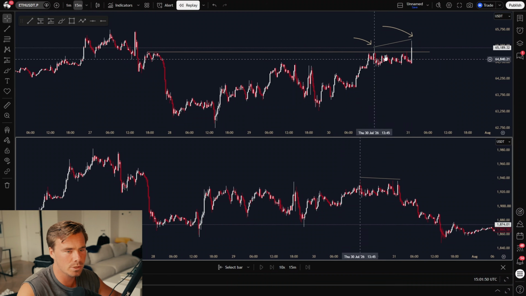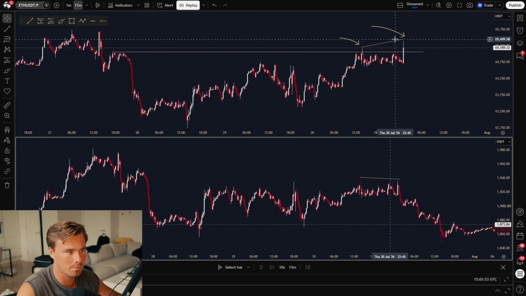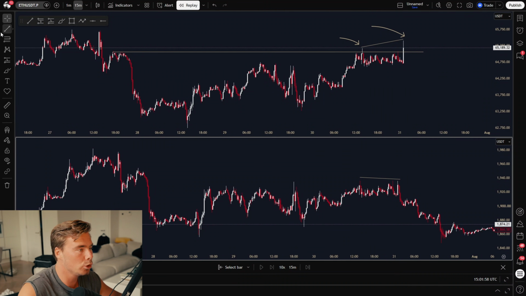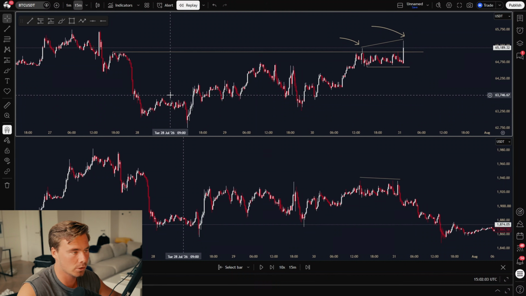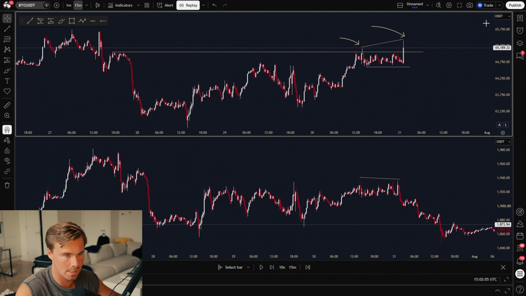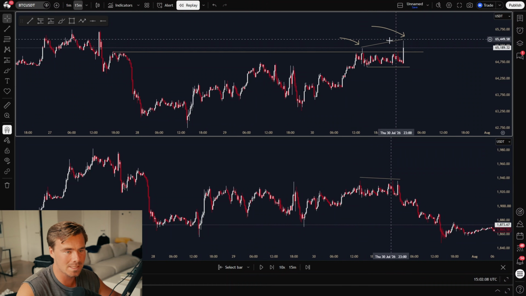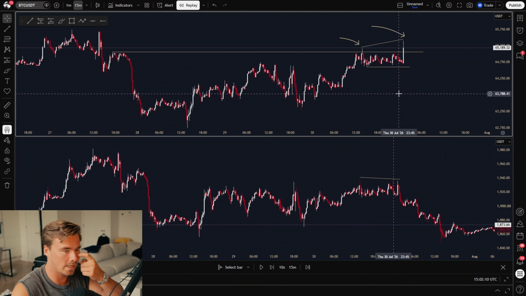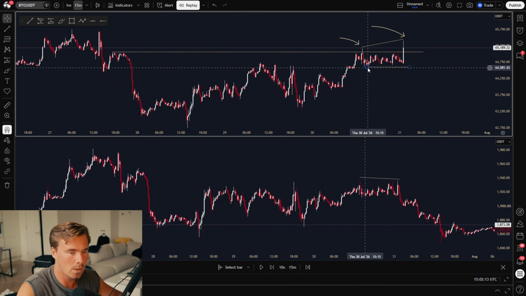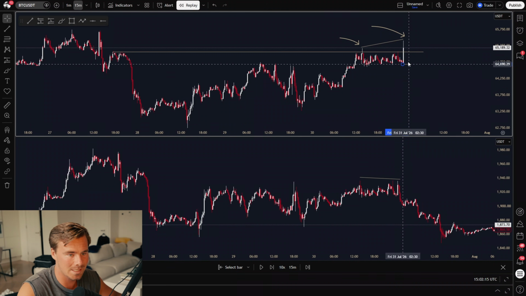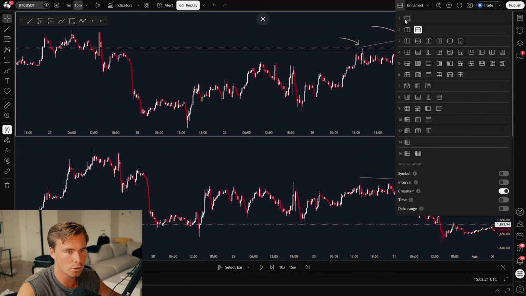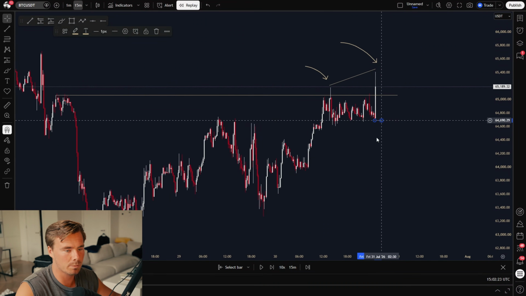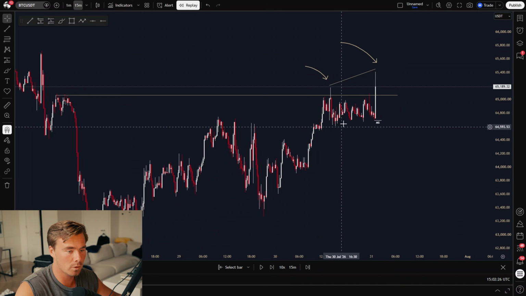Now, how could we use this SMT divergence in this case to get to a high probability setup and use that SMT divergence as an extra layer of confluence? Usually, I would say that we would have to break this external low right there in order to get to a short on Bitcoin in this case, if it aligns with the bearish bias. But because of this SMT divergence, we do not have to wait for the break of this low. What we can do instead is wait for the break of this internal low because we have that SMT as an extra layer of confluence. So in that case, we can just wait for the break of this internal low instead of waiting for the break of that external low.